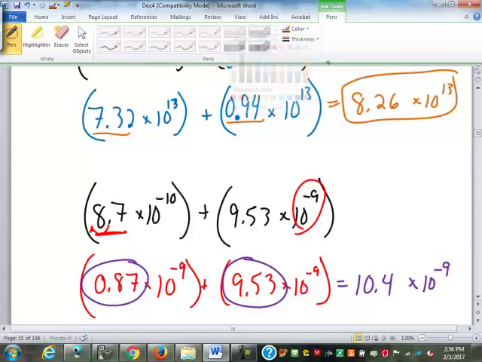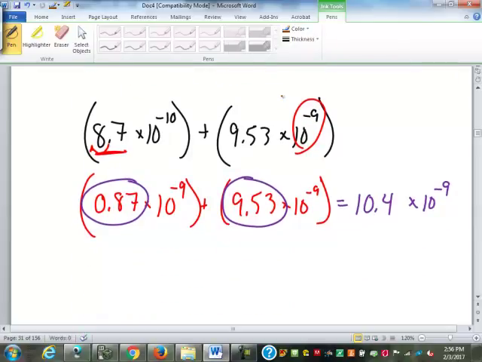Are we done? No. No. We've got to move that over. Make this 1.04 times 10 to the... Are we going to add 1 or subtract 1? No. Add 1. Add 1. This number got smaller, the power gets bigger. Negative 9 plus 1, negative 8.